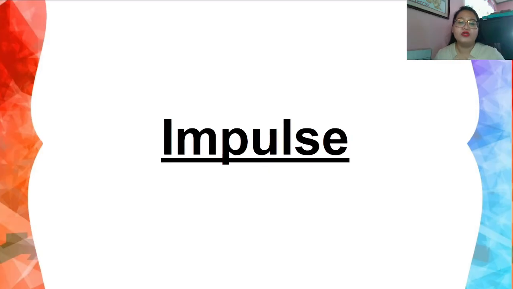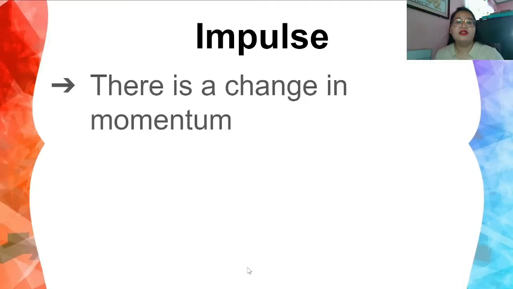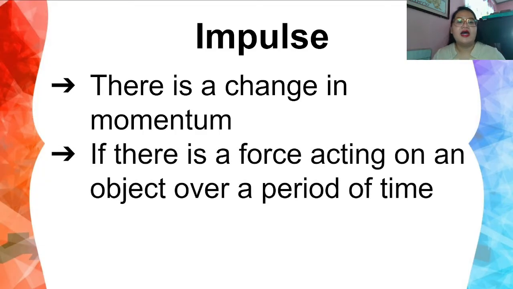Okay, now, when we say impulse, if there is an external force acting on an object over a specific time, it leads to a change in momentum of the object. So, ibig sabihin, kapag impulse, there is a change in momentum. So, kapag nabago yung momentum of a moving object is impulse. And if there is a force acting on an object over a period of time. So, para lang mabago yung momentum of a moving object, kailangan may force acting on the object.